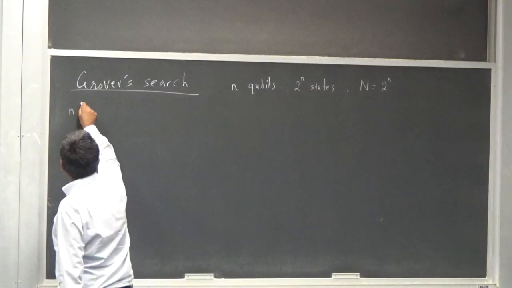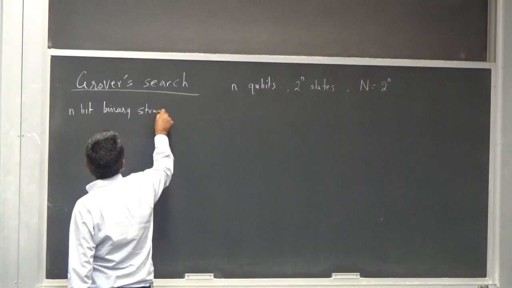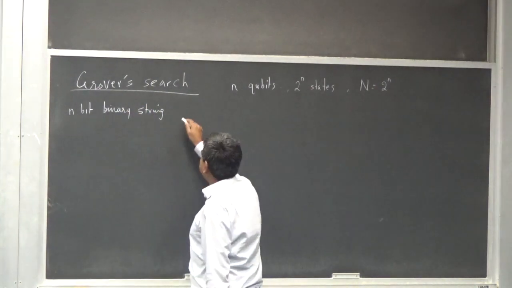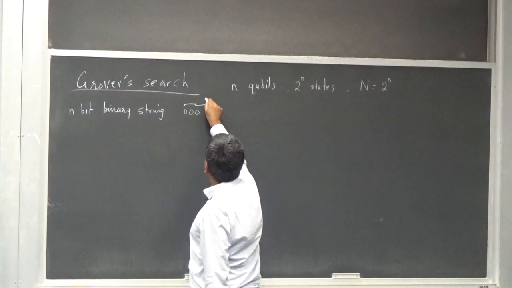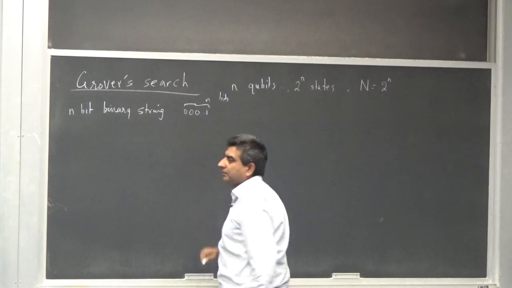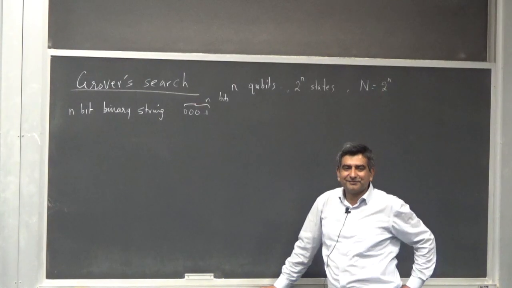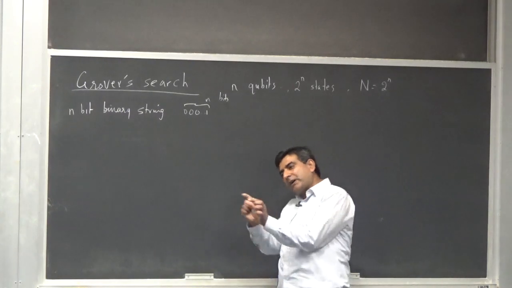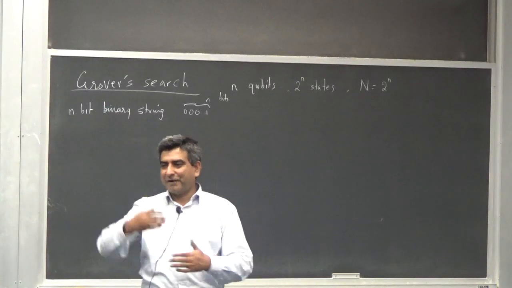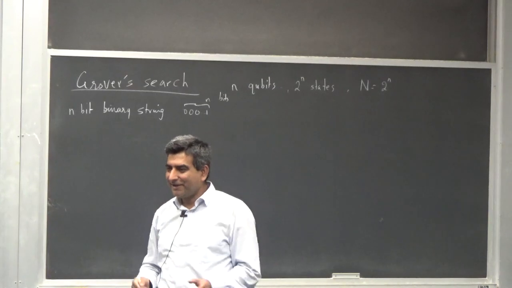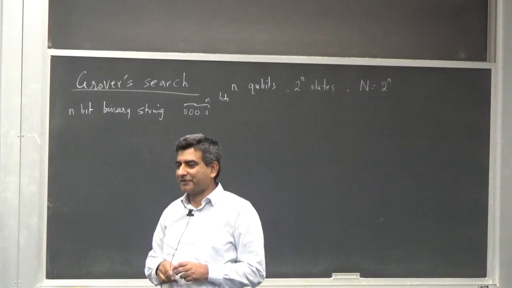Suppose you also have an n-bit binary string, for example 0, 0, 0, 1. There are n of these bits. So with these n bits, you will have 2 to the power n possible strings. And you would like to find out one particular string. You want to search for one particular string. It's just like a phone directory. You have a large directory of numbers, and you want to find one particular number, my phone number, from a phone directory.